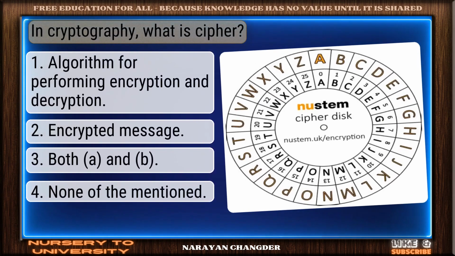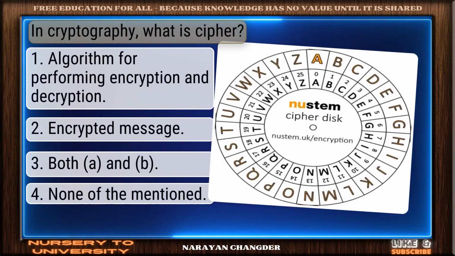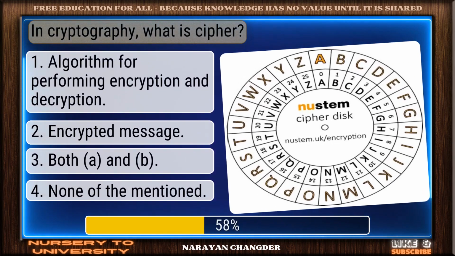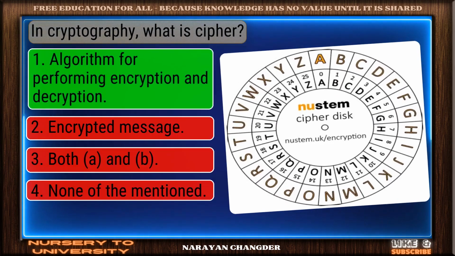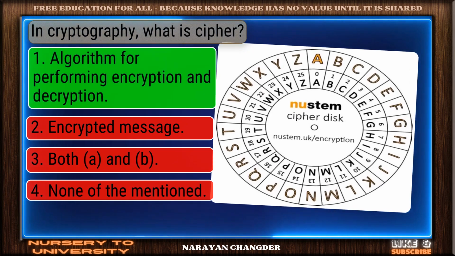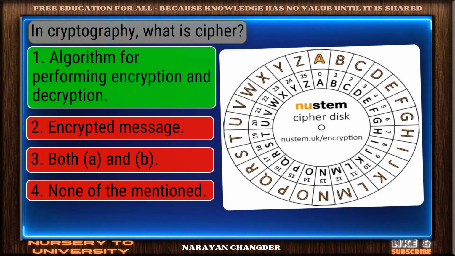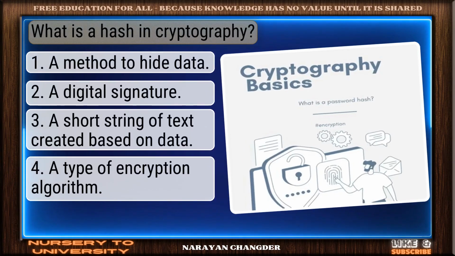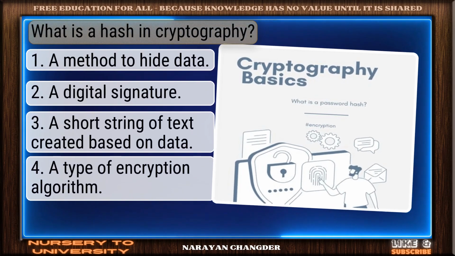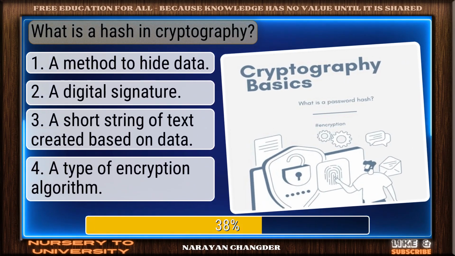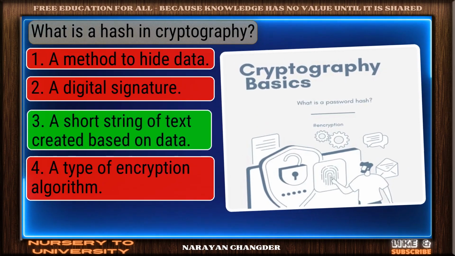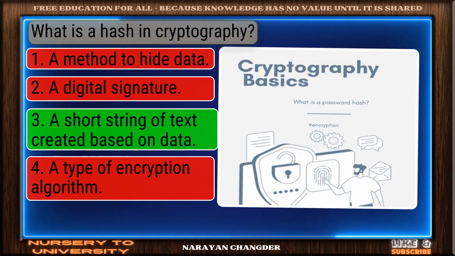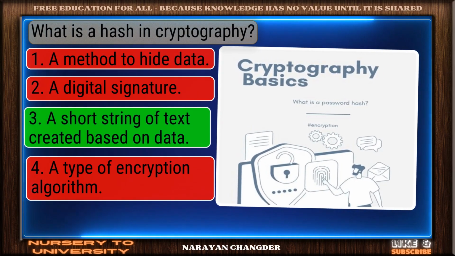Question number 74. In cryptography, what is cipher? Strong choice. Algorithm for performing encryption and decryption is the right answer. Question number 75. What is a hash in cryptography? Bravo. A short string of text created based on data is the answer.